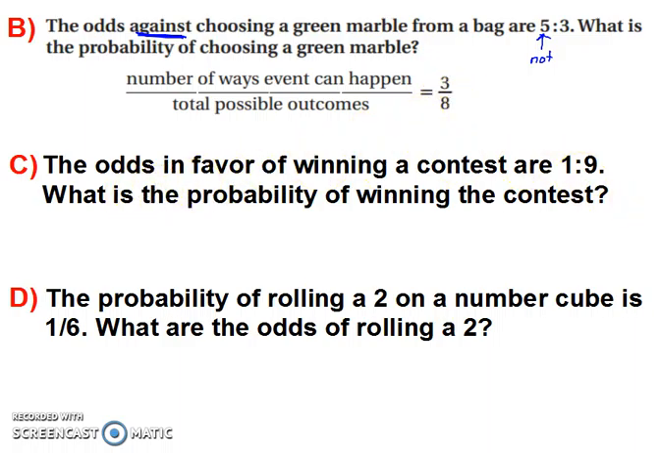Let's try another one. The odds in favor of winning a contest are 1-to-9. What is the probability of winning the contest? So we have odds in favor, so this 1 represents the in favor part, and we want to know the probability of winning. So therefore, the 1 is the number of ways the event can happen, and the total possible outcomes, you would add them together to get the total possible outcomes. Sorry about that. So your probability is 1/10.